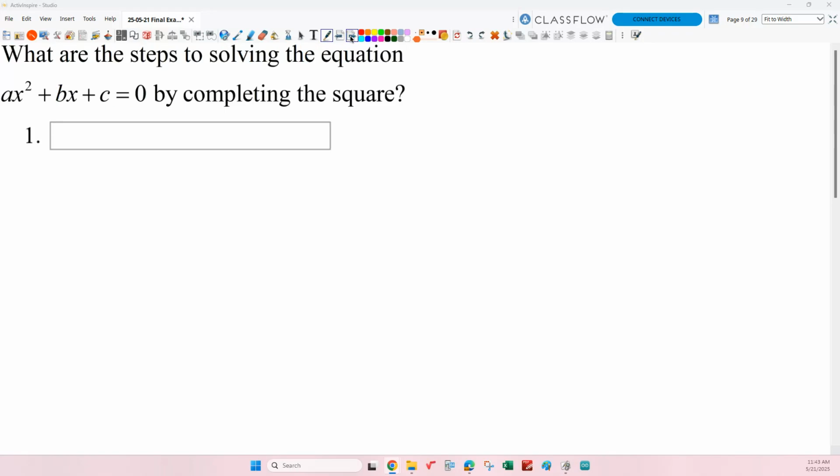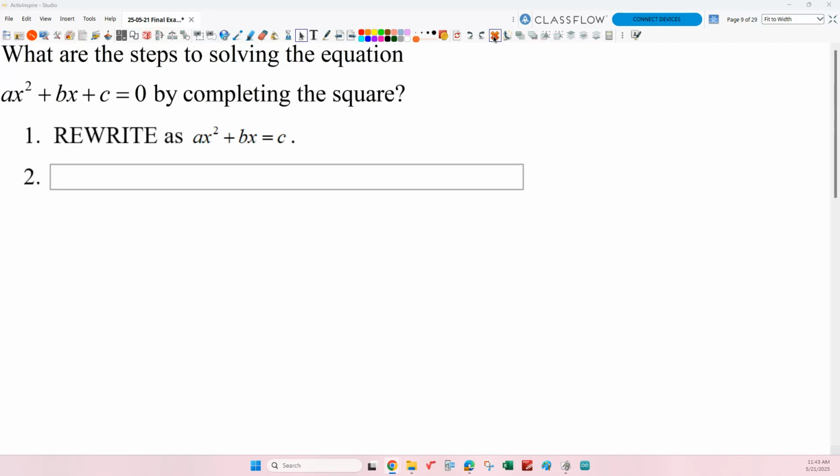So we're going to go over just like the steps for completing the square with just the generic equation ax squared plus bx plus c. Do you remember the first step? Move over c, yep. So move over c by like rewriting it. What do we do after that? Half of b squared, yep.